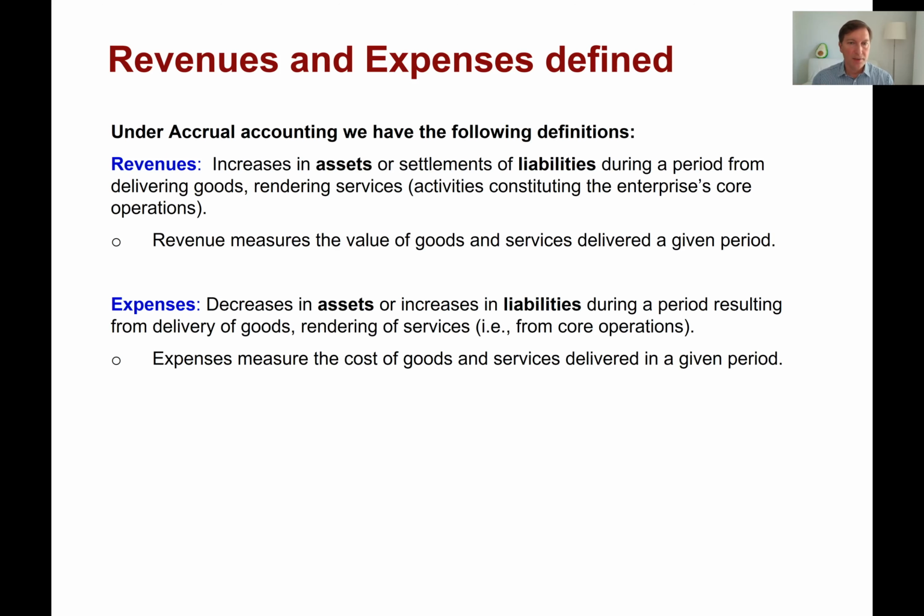Expenses are the flip side of revenue. They are reductions in assets or increases in liabilities during a given period in connection with delivering goods and rendering services, right? So net assets go down when we recognize an expense, and as a result shareholders' equity also goes down. It's intuitive because expenses keep track of reductions in shareholders' wealth, right? And they measure the cost of goods and services that we delivered in a given period.